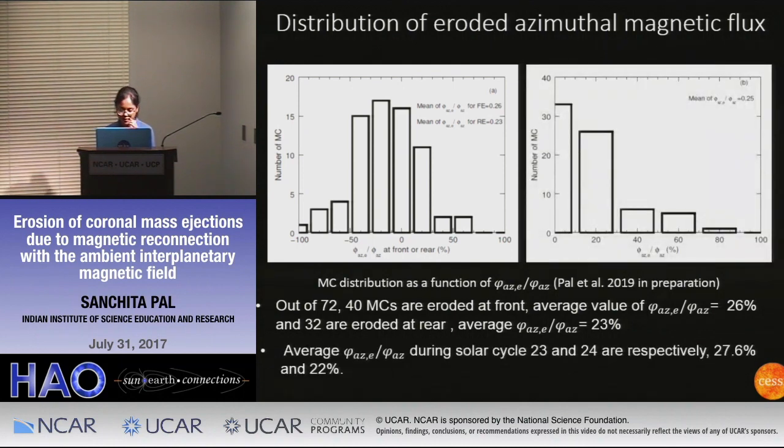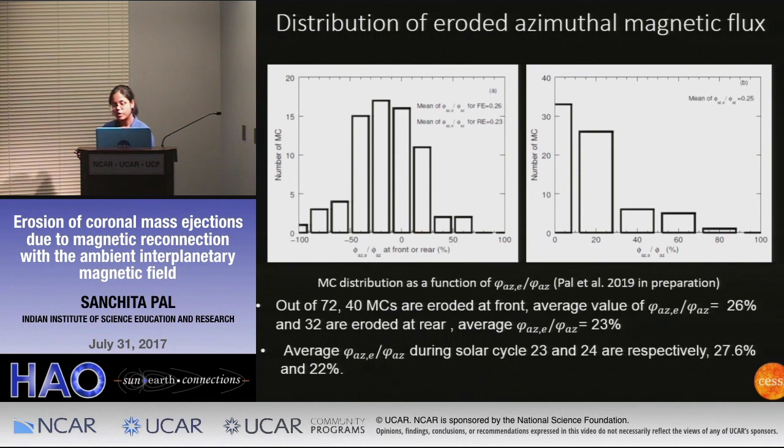And the next result is this. This distribution shows the magnetic clouds' eroded flux distribution irrespective of its position, where you can see all are positive values. During solar cycle 23, we found that the eroded flux was around 28%, which is greater than the eroded flux of around 22% in solar cycle 24.